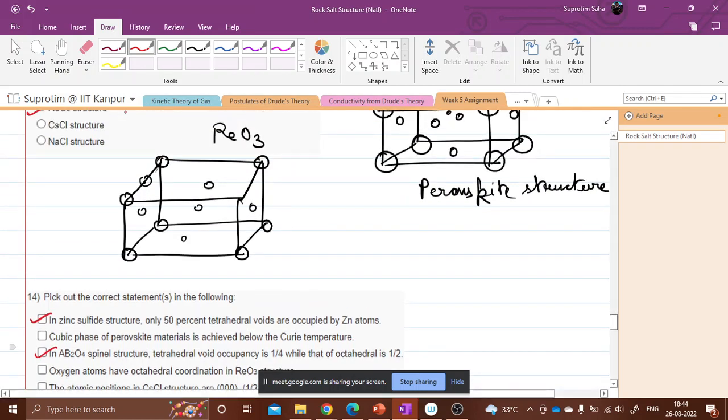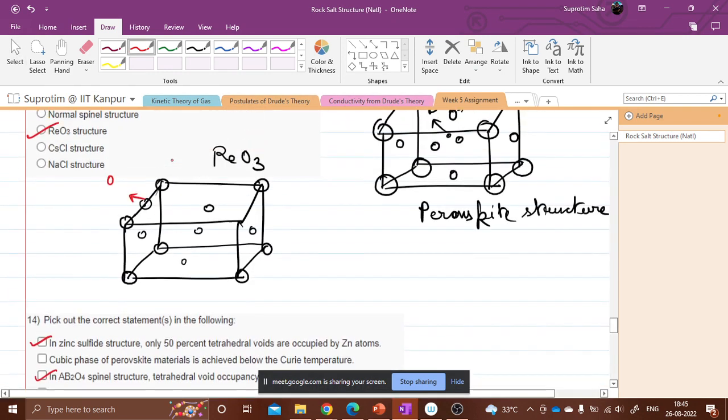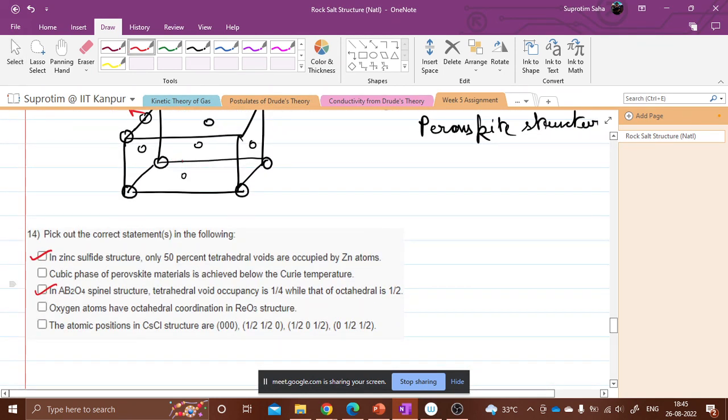Oxygen atoms have octahedral coordination in the ReO3 structure, which is not the case. These are the oxygen atoms, and they are linearly coordinated. The octahedral coordination is for the Re type of atom, right? So this is your oxygen, and this is the ReO3 structure. They are linearly coordinated, so this is not the correct option.